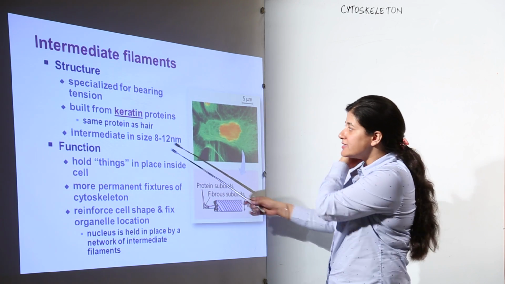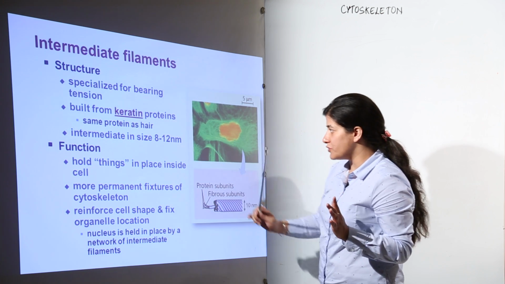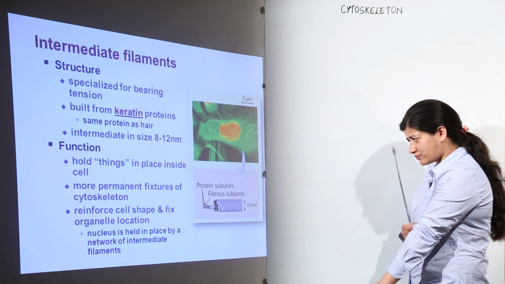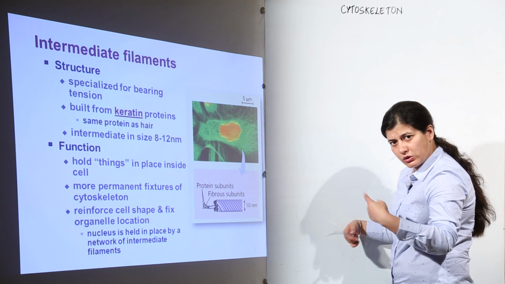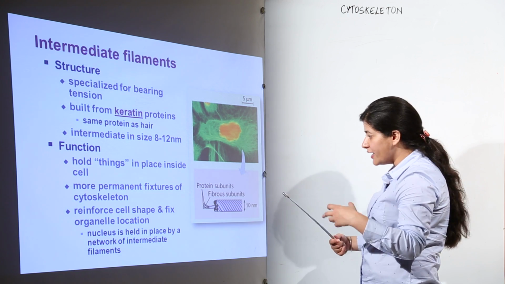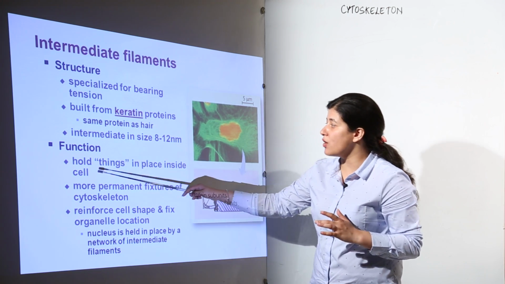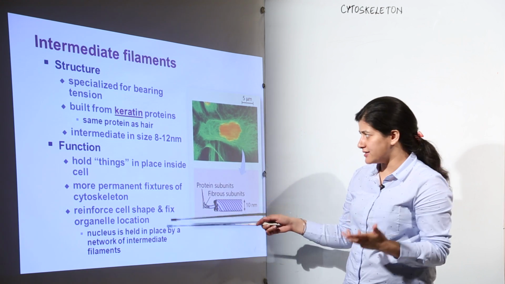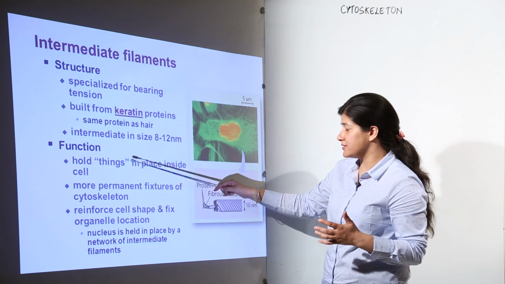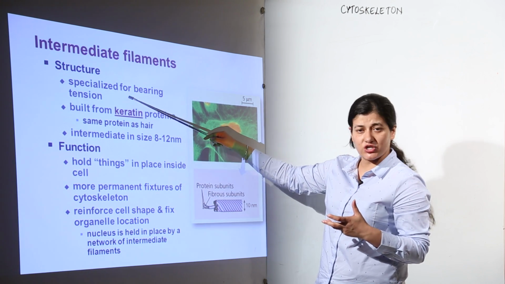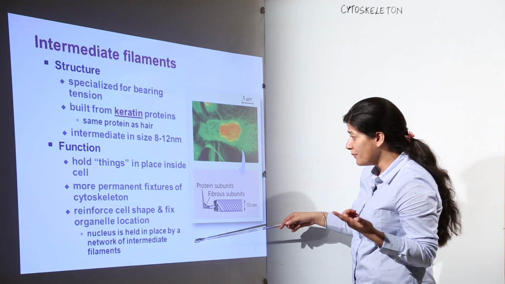Apart from that, the size is 8 to 12 nanometer, already discussed. It is made up of keratin protein, and coming to its structure, there are protein subunits which are coiled together, and there is no hollow space in between, that you have to remember. The function is they hold things in place inside the cell. They are more permanent fixtures of the cytoskeleton. As I told you, they are specialized for bearing tension, so they would be more permanent as compared to those of microfilament.